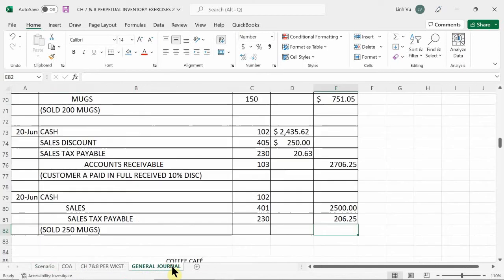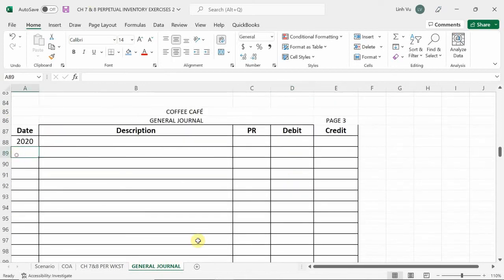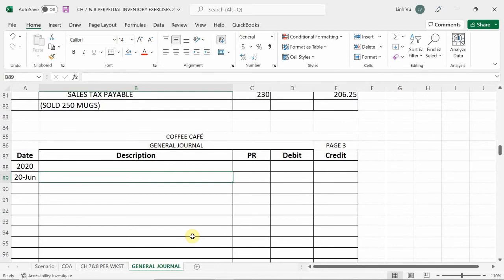Okay, is the tax 206.25? 206.25. Okay, so therefore you should be receiving a grand total of $2,706.25. Okay. And now I need to update my inventory. So how do I update my inventory? Okay, you are going to do cash. We're updating my inventory. Okay, so it would be mugs. Mugs is going to be decreased, not increased.